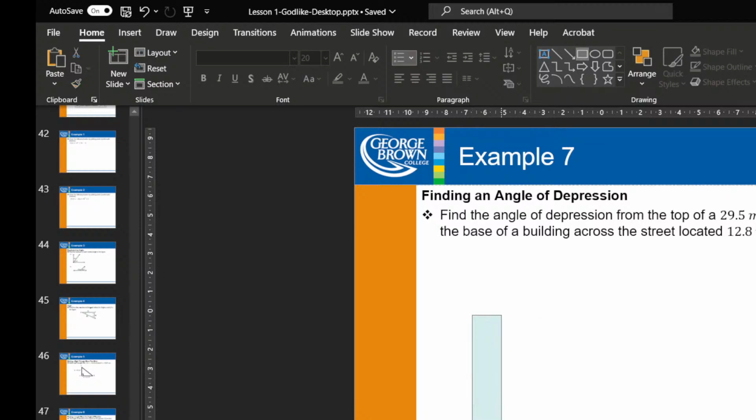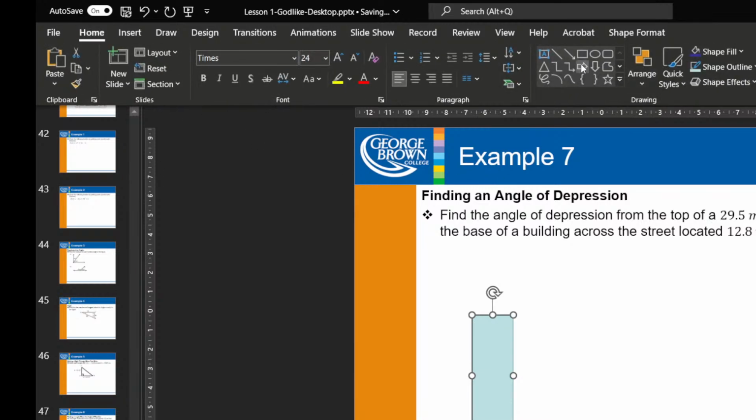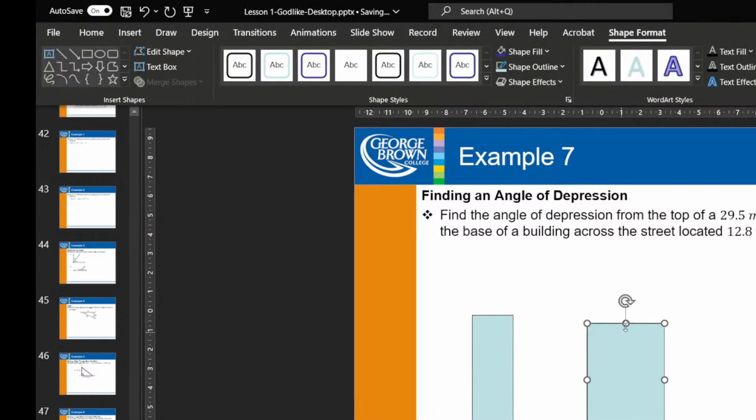So elevation and depression. This is the building this time. Building, tree, doesn't matter, it's the same thing. And it tells us that there's a 29.5 meter building. So let's find the angle of depression from the top of the 29.5 meter building, that's what this is, to the base of the building across the street located 12.8 meters away. So there's another building. Let's draw another building over here. All right, let's make it fatter, just to make it different, right? And then 12.8 meters away, so we'll draw a little line that goes from here to there.